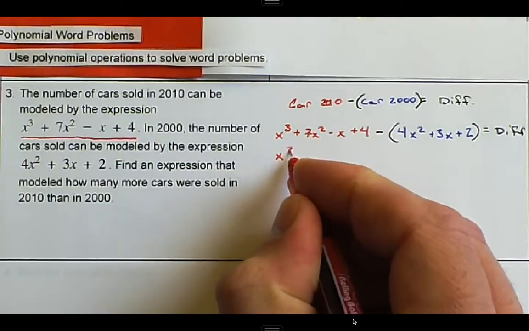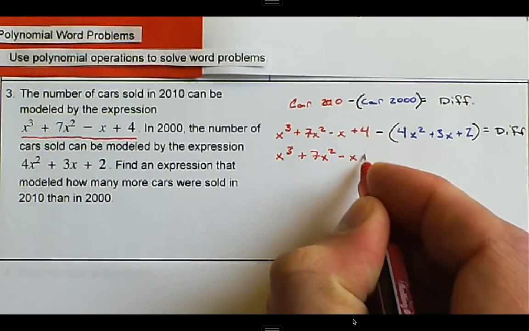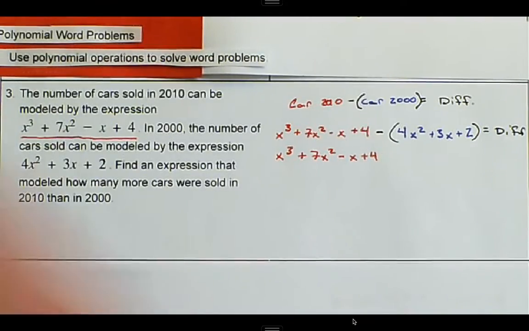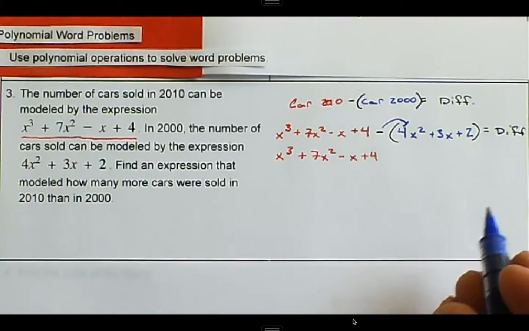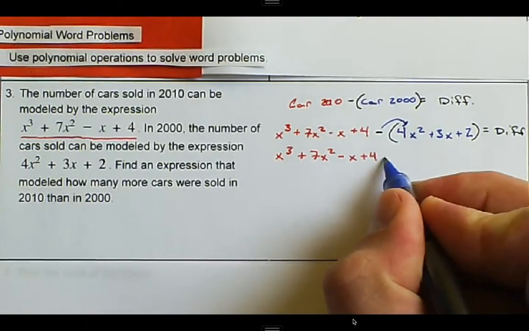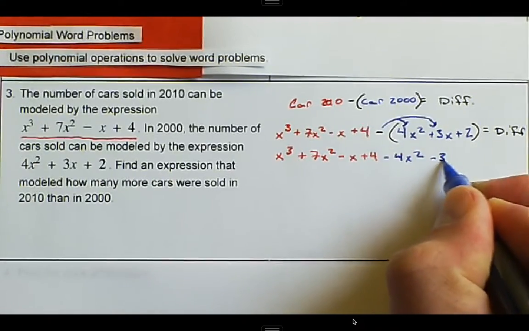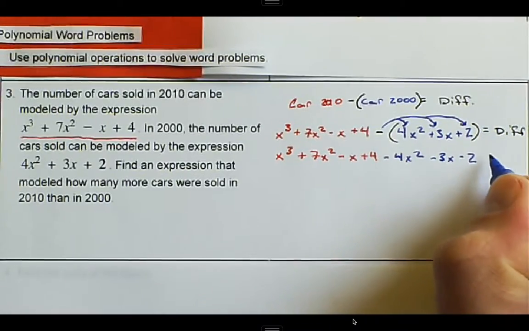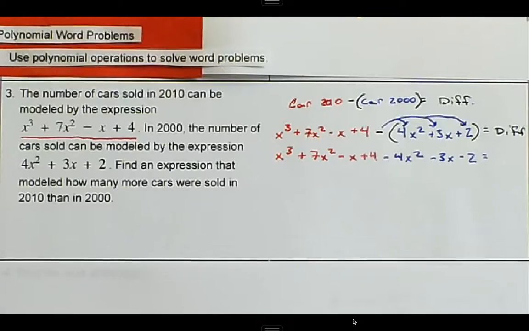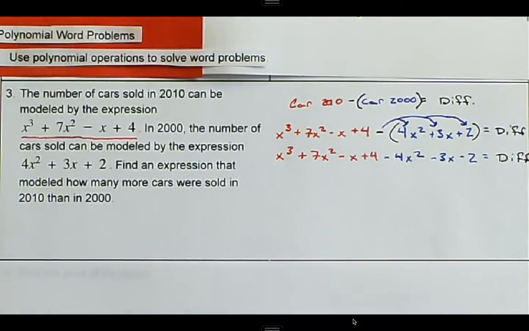So the first polynomial we can just write down: x cubed plus 7x squared minus x plus 4. And then I'm going to distribute the negative to all the terms in the trinomial that we have there. So that's going to be minus 4x squared minus 3x minus 2, and that is going to be equal to the difference between them. And the last thing that we can do is just combine like terms.